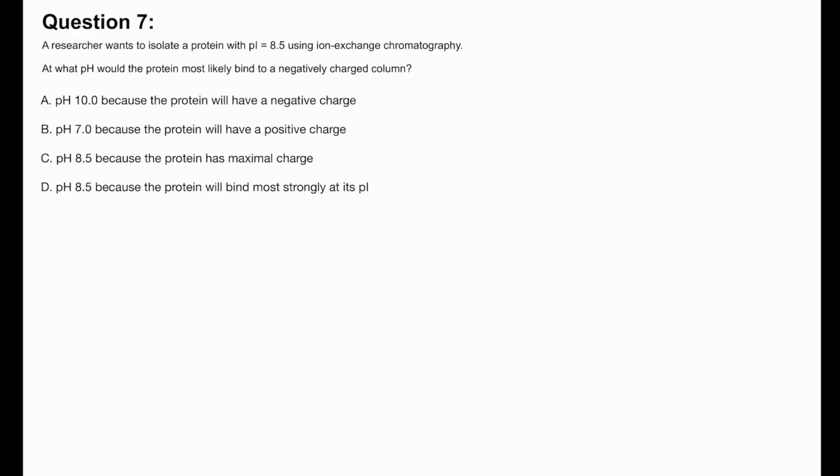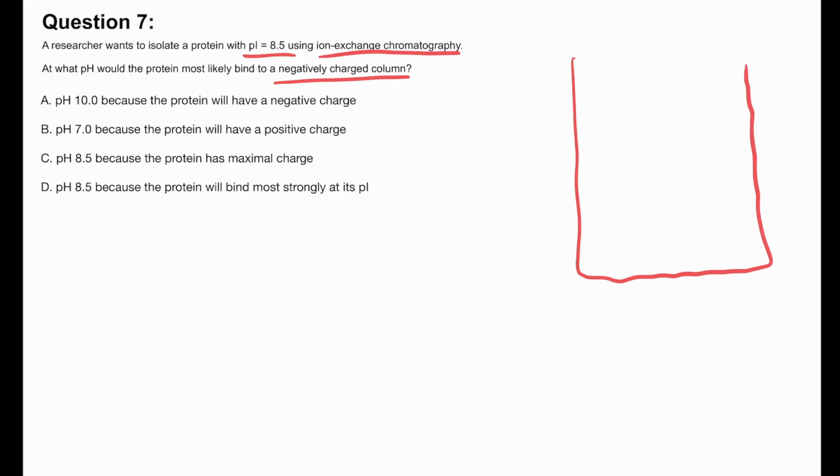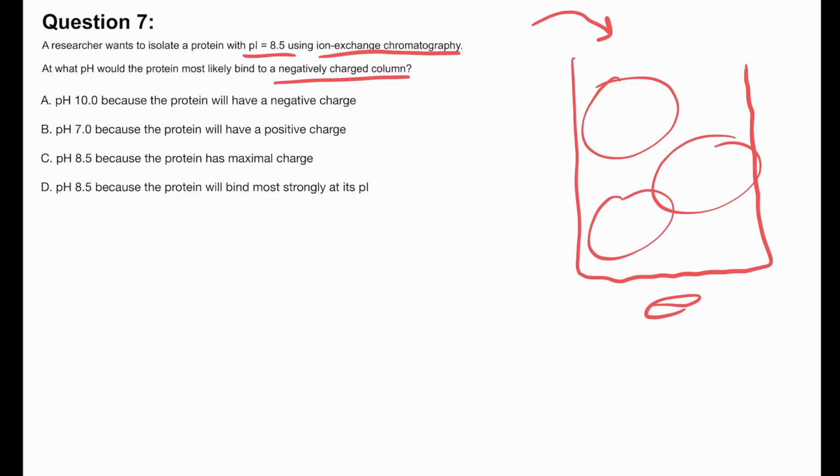A researcher wants to isolate a protein with a pI of 8.5 using ion exchange chromatography. At what pH would the protein most likely bind to a negatively charged column? So remember, ion exchange chromatography is just when you elute some sort of sample through a column that has beads or resin in it that have a certain charge. And so we're trying to find the proper pH to elute our sample in which it will bind to these negatively charged beads. So let's think about that.